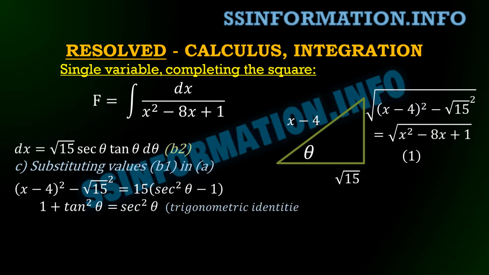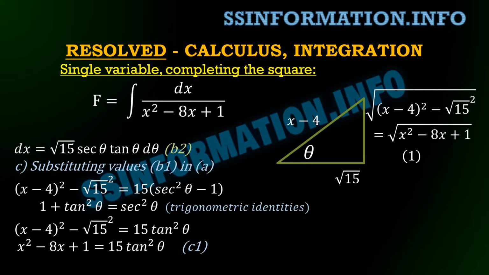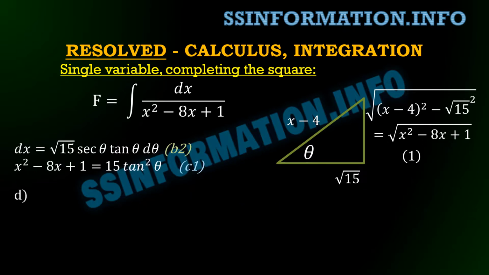Trigonometric identities. Substituting values B2, C1 in F.